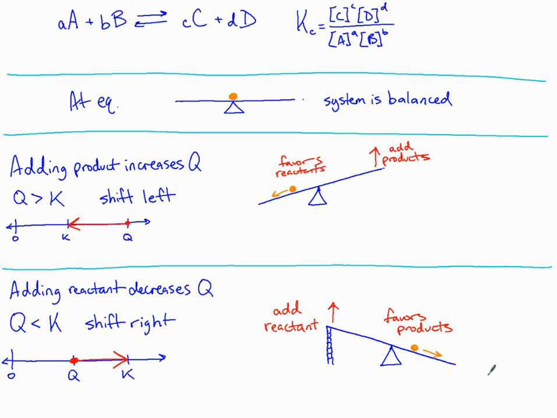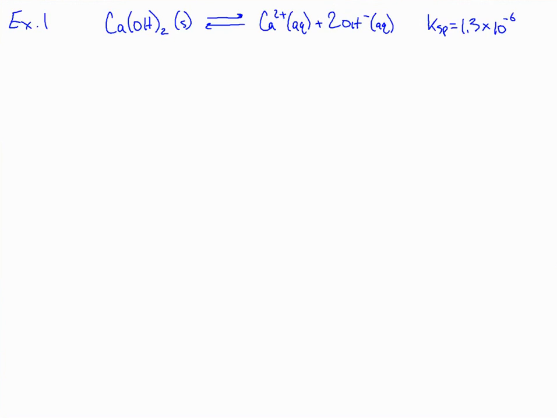So now let's get into the actual notes for section 3.3. Looking at example 1, consider the dissolution of calcium hydroxide. We're given a chemical equation and a Ksp. It says calculate the molar solubility of calcium hydroxide when the salt is placed in pure water.